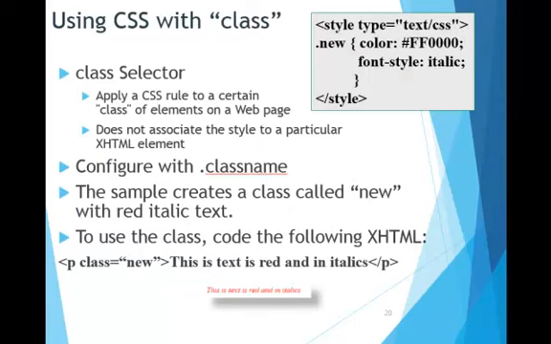Now, a class selector will apply a CSS rule to a certain class of elements on a web page. So this doesn't associate the style to a particular element, but we configure it with what we call dot class name. A sample creates a class called new with red italic text. So to use this class, in the HTML, we would code it as paragraph, class equals new. This text is read in italics, and then close your paragraph tag.